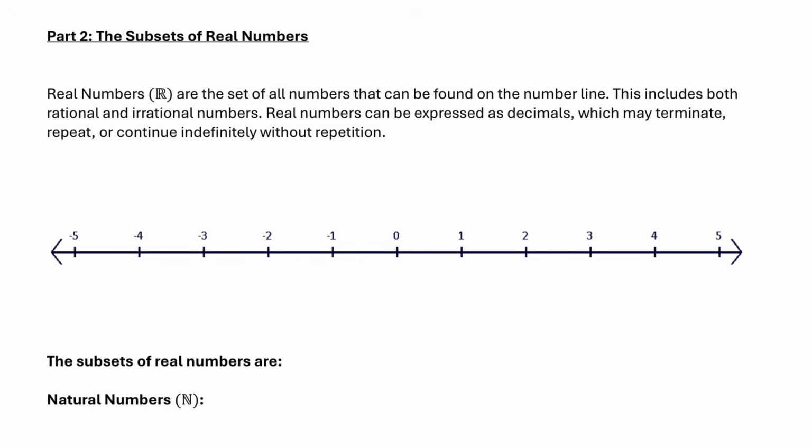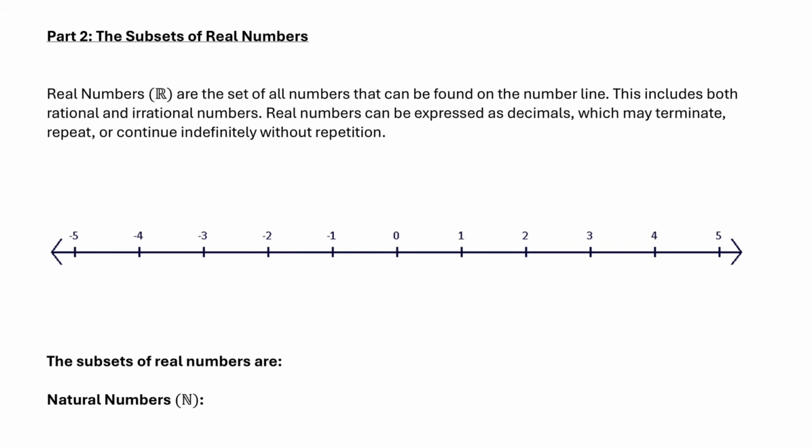And now let's move on to part 2, where we look at the different subsets of real numbers. And these are going to be sets of numbers that you need to become familiar with. So first of all, what is a real number? Real numbers are the set of all numbers that can be found anywhere on a number line. This includes both rational and irrational numbers. Real numbers can be expressed as decimals, which may terminate, repeat, or continue indefinitely without repetition.